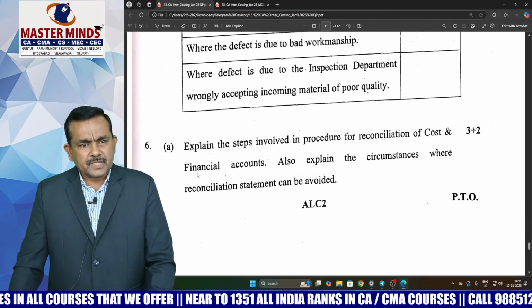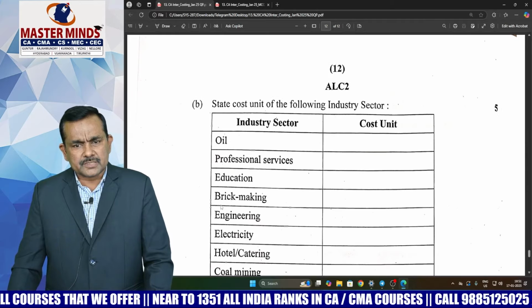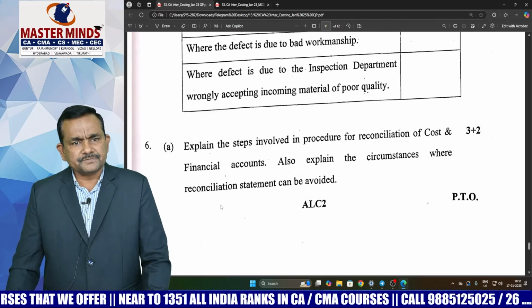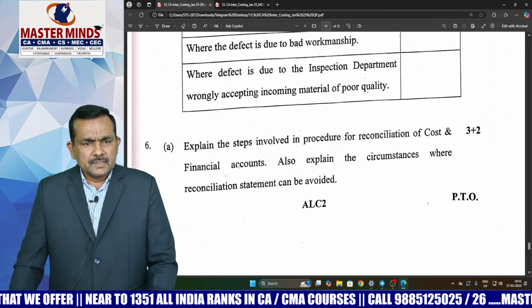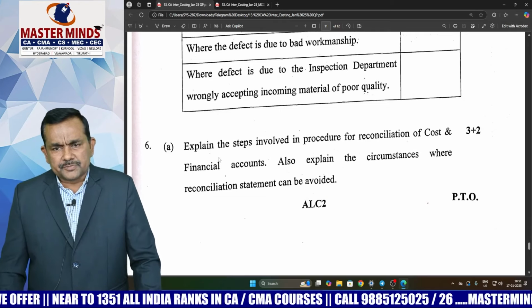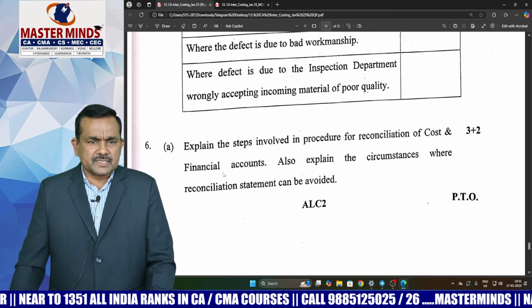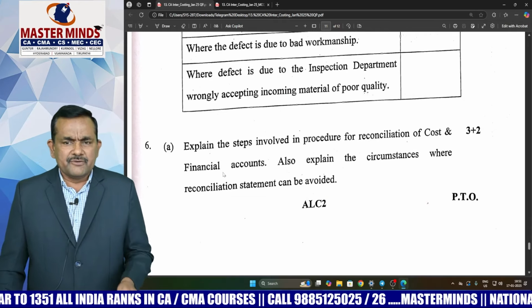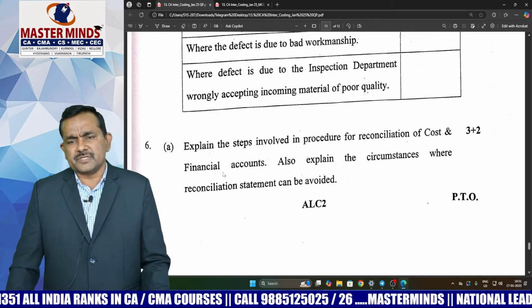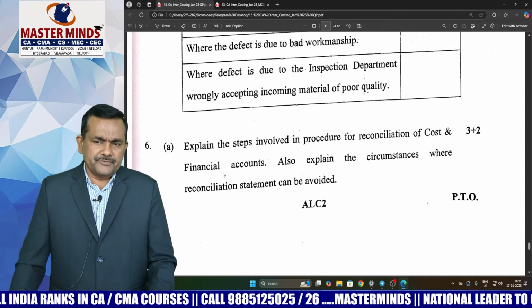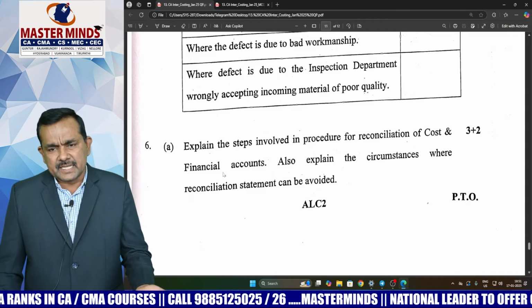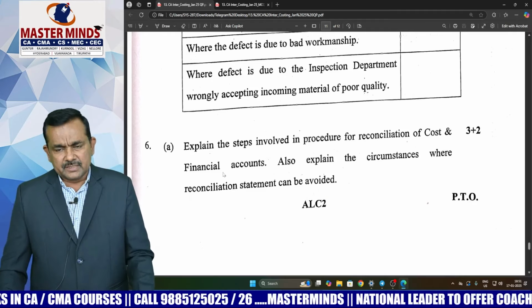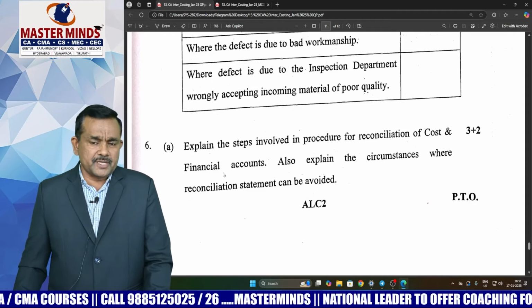Next, sixth question. This is also a theory question, sir. Explain the steps involved in the procedure for reconciliation of cost and financial accounts. Step 1, find out the cost records profits. Step 2, find out the financial records profits. Next, reconcile them.